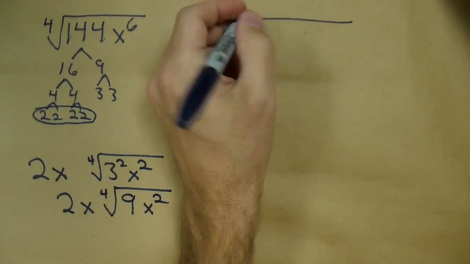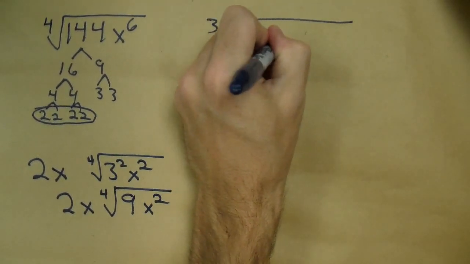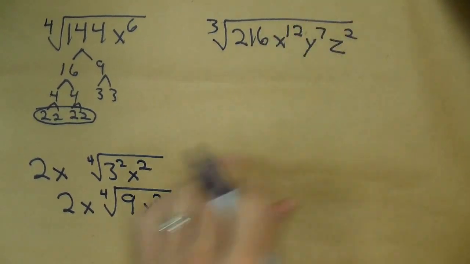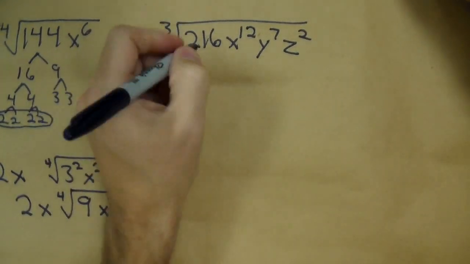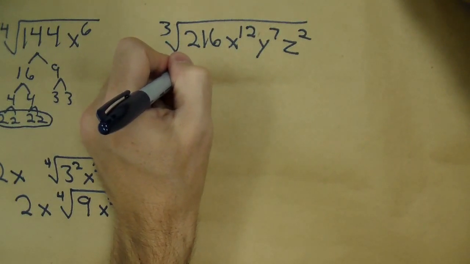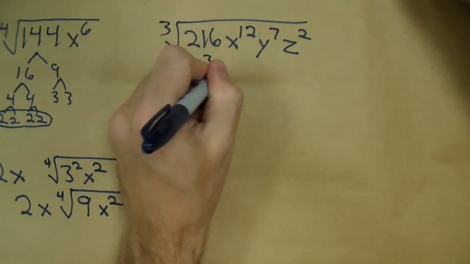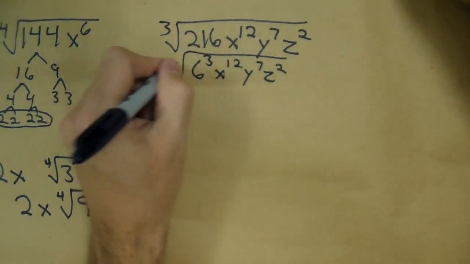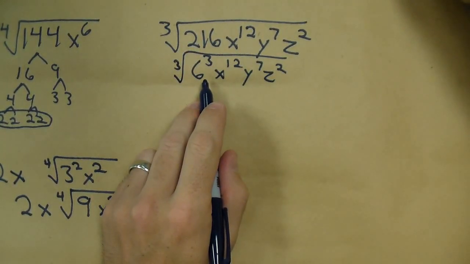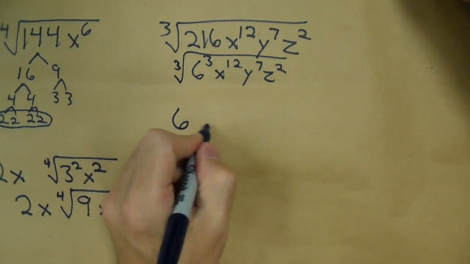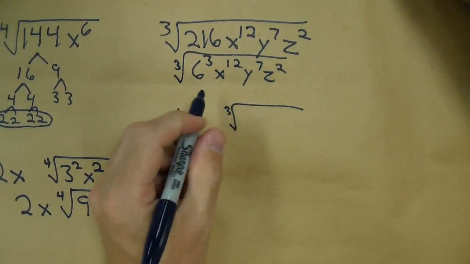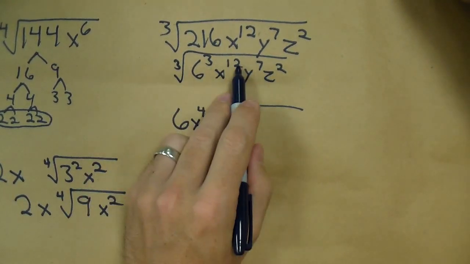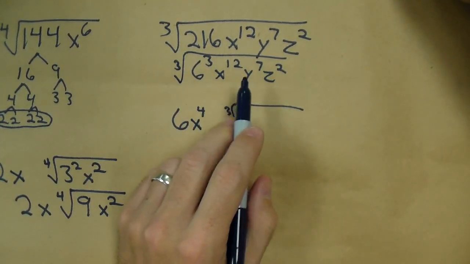Let's go to the cube root of 216, x to the 12th, y to the 7th, z squared. So 216 is actually 6 to the 3rd, which makes things easier for us. How many sets of 6 do I have? I have 1. That comes out. X to the 12th, how many sets of 3? I have 4. That comes out. That goes evenly, so none left inside.